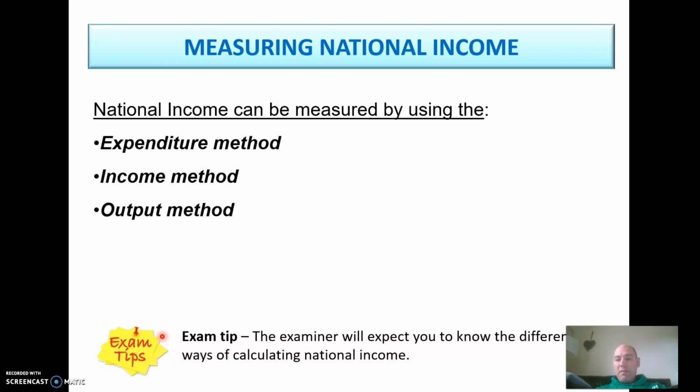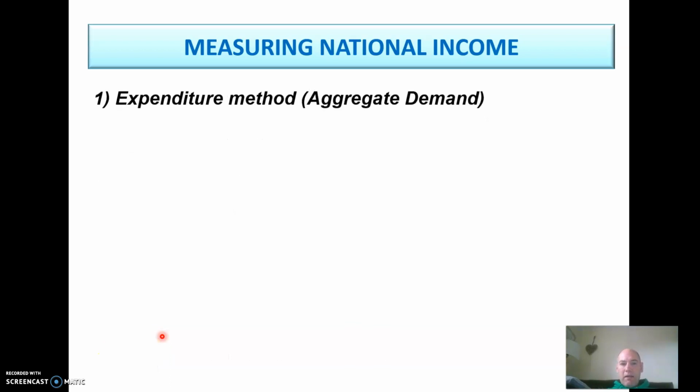Just make a note. The examiner will expect you to know the different ways of calculating national income, and it will potentially be examined. That means this year, this can come up in your internal assessments. Just a quick reminder, we looked at this last week.